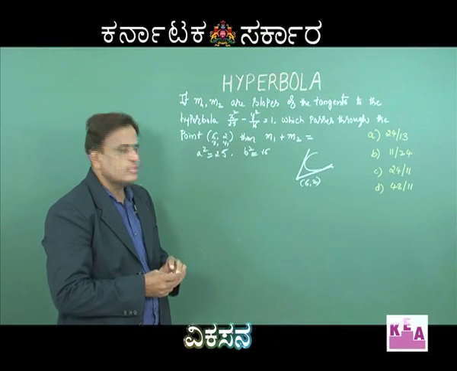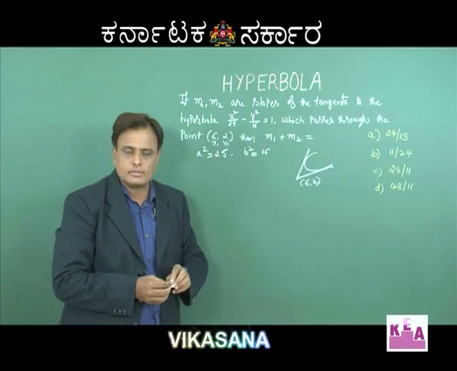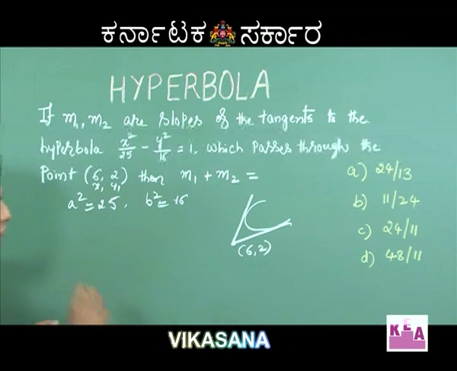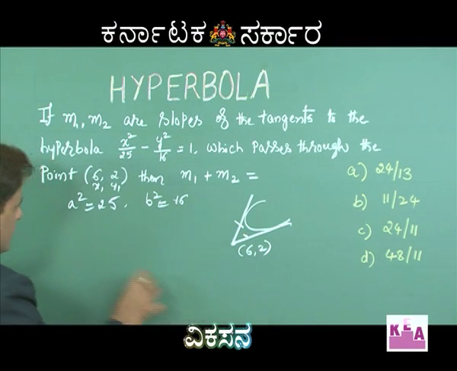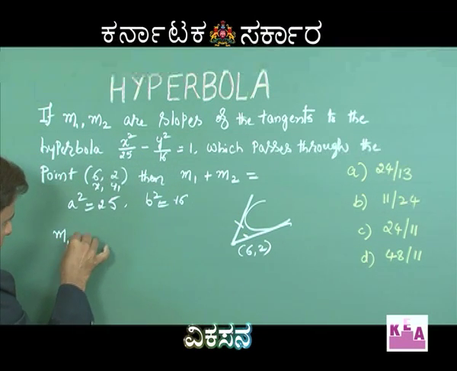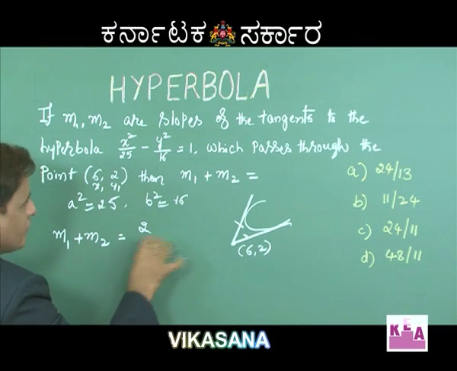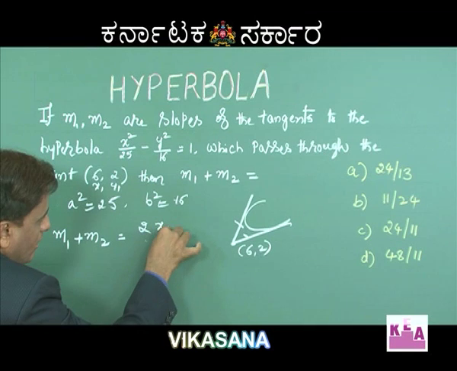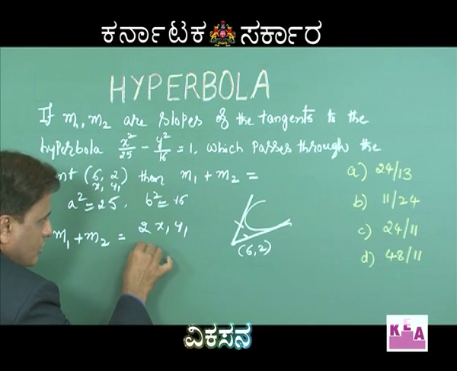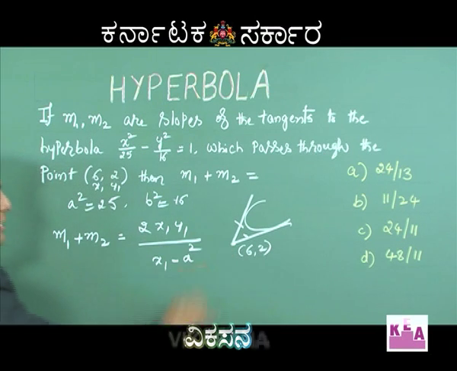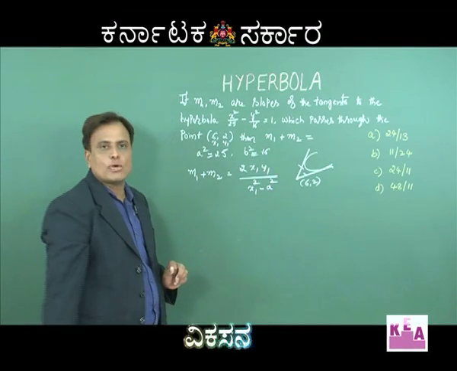It's a regular practice, you can try. It's also an essay type question, but to solve this example, I am going to give the shortcut. To find out the sum of the slopes, just note down this formula, this simple technique: 2 times the product of x1 comma y1, divided by x1 square minus a square. Please note down this technique.